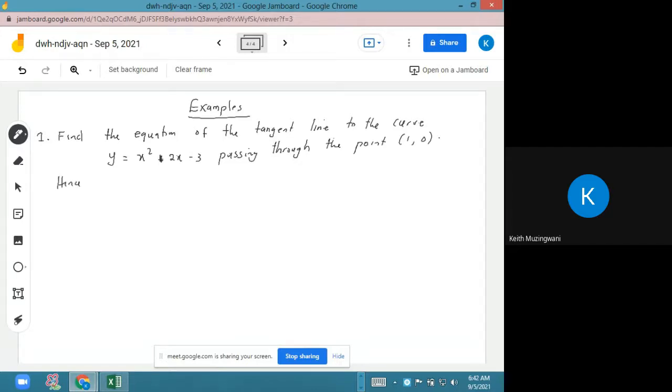Hence, find the normal line equation to the curve y passing through the point 1 comma 0.